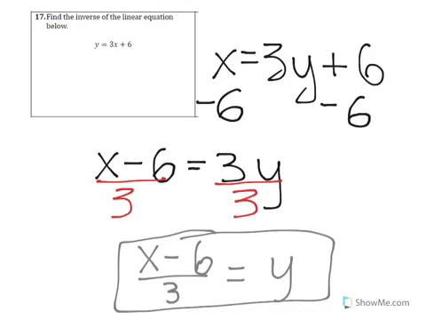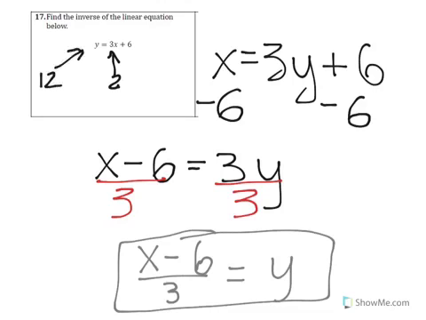Okay, how can I check this? I don't really feel like making this video that much longer, but here's how I can check it. Let's say I put a 2 in for x here. 3 times 2 is 6. 6 plus 6 is 12. So that's going to give me a 12.